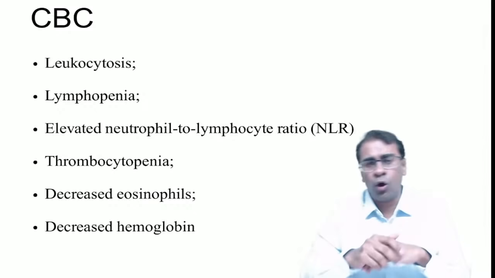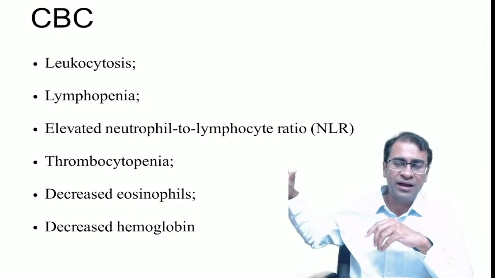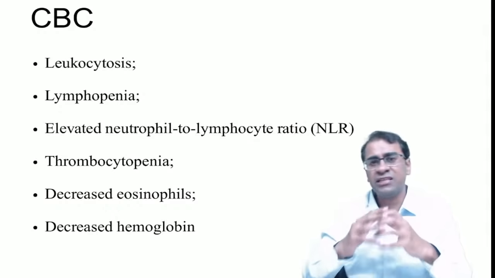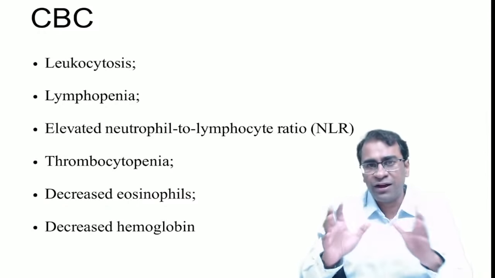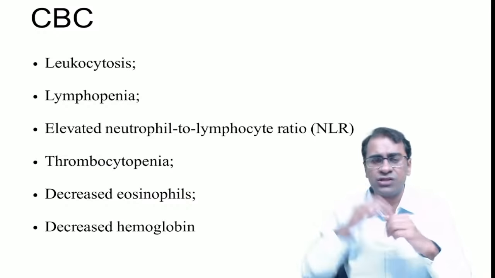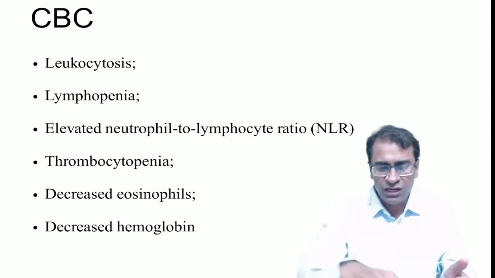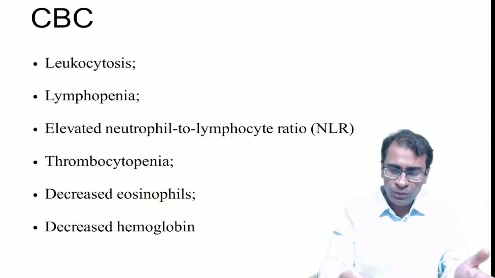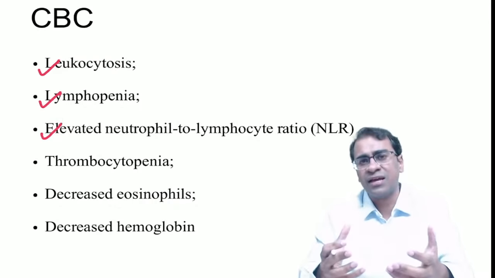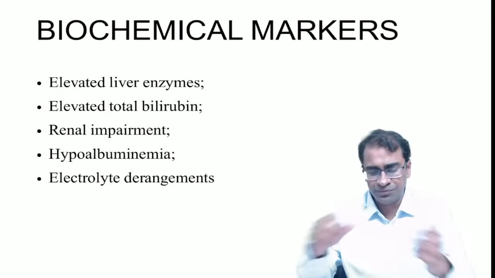Thrombocytopenia is a common finding, but this finding, thrombocytopenia, and the findings below it: thrombocytopenia, decreased eosinophils, and decreased hemoglobin. You expect these last three findings at a more severe or a bit later stage of the disease. So I can make it very clear to you: what you must expect initially is the first one, second one, and third one to be there in a patient of COVID-19 infection.